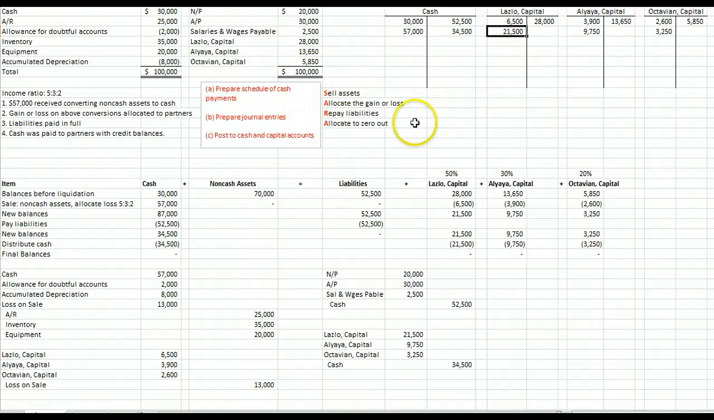Like I say, I like to remember Sarah. Sell the assets, allocate the gain or loss on the sale of those assets using the income ratio, repay the liabilities, you got to pay back everybody you owe, and what's left we allocate to zero out to the various partners so that their capital accounts are all zero when we're done with the business.